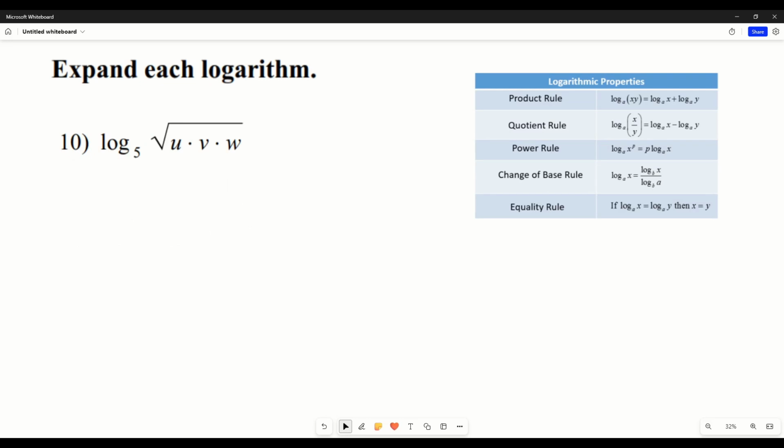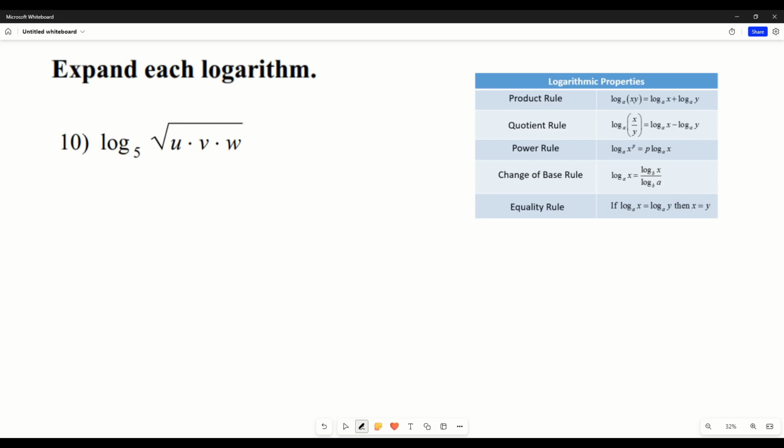For this final question, we have log base 5 of the square root of u times v times w. When I first learned this, I saw this problem my teacher gave me and was a little bit confused, because back in Algebra 2, I didn't do any expanding or condensing of logarithms that have square roots or fractions in them. But for pre-calculus this year, I just learned how to deal with this type of problem. So let's look at this.